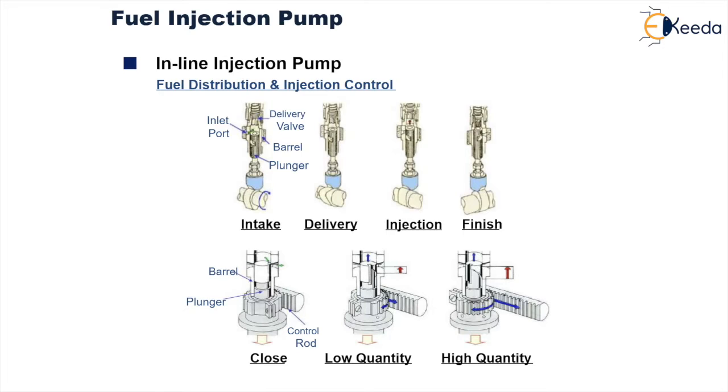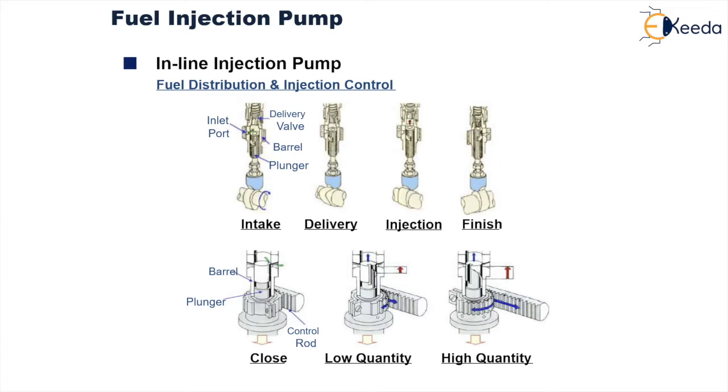One is the inlet port from where the fuel will be drawn inside the barrel, and the delivery port which is further on connected to the injection nozzle. In the below three figures, you will see that the plunger has different positions. These different positions are controlled by the control rod. It is basically a type of rack and pinion arrangement. As you move the control rod, the plunger will rotate.